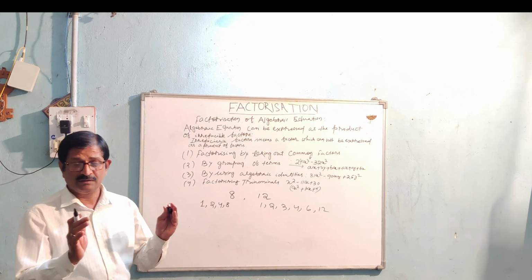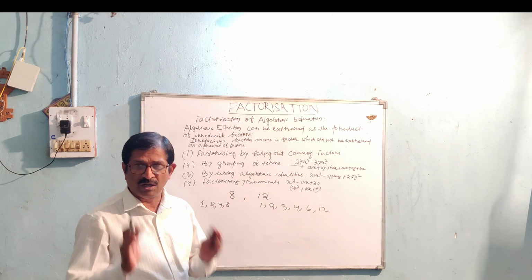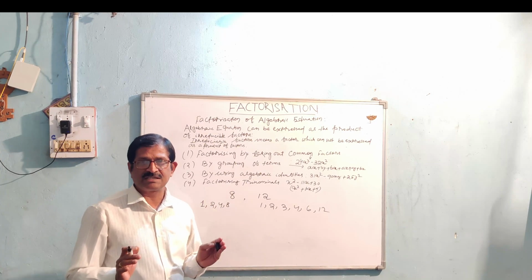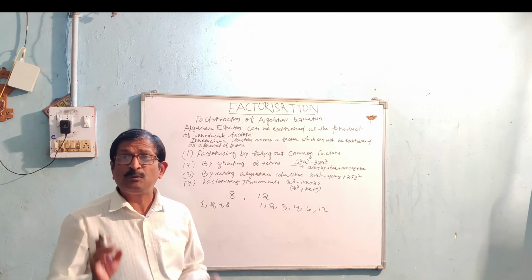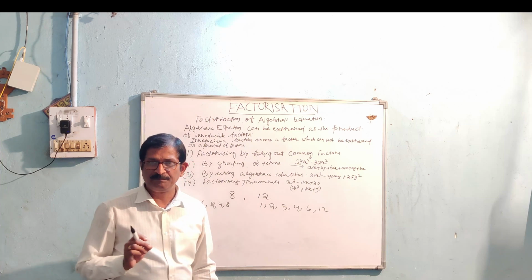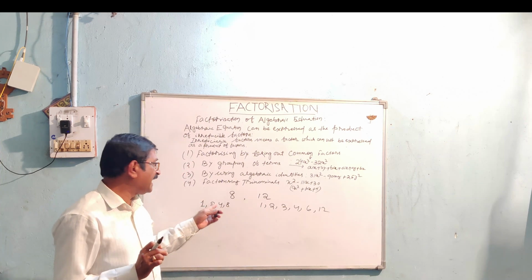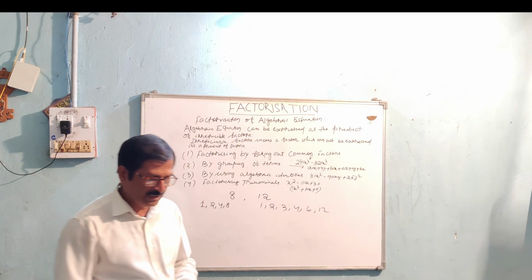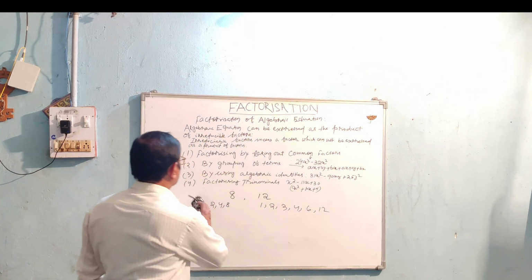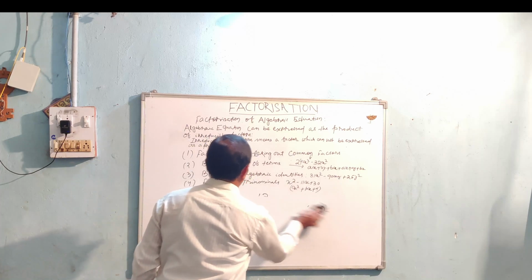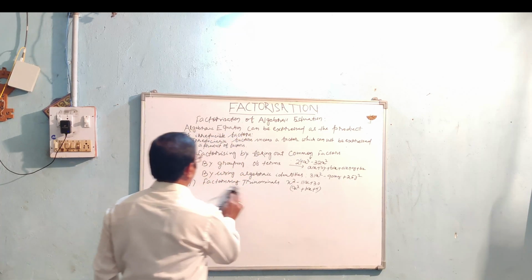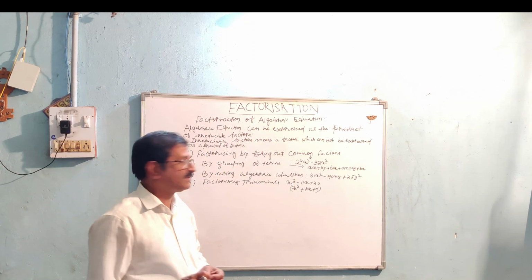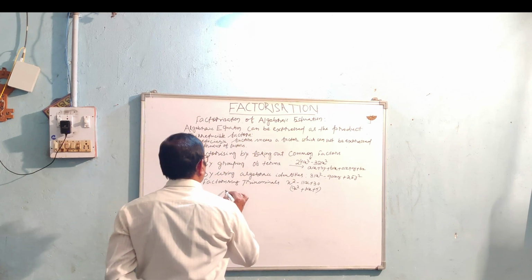Whenever we take a common factor between two or more numbers or algebraic expressions, we have to take the highest one. Here the highest one is 4, so the common factor should be taken as 4. So let us first discuss the first one, where it is given to factorize by taking common factors.